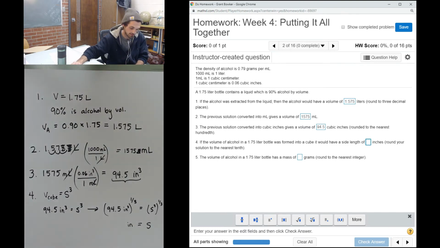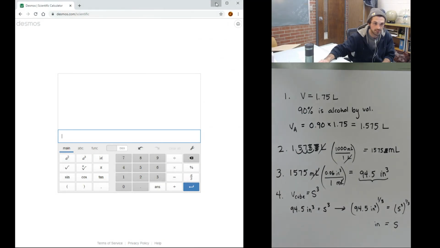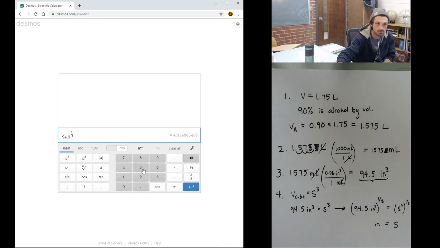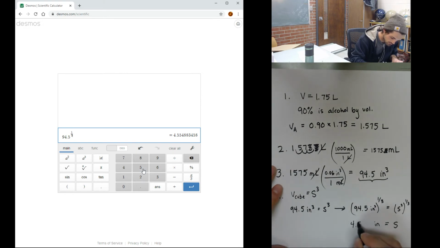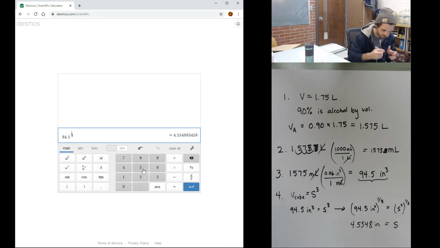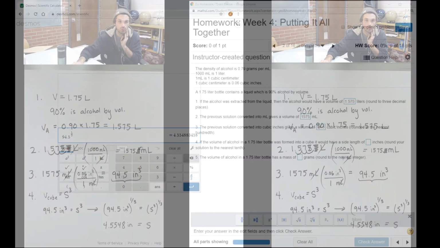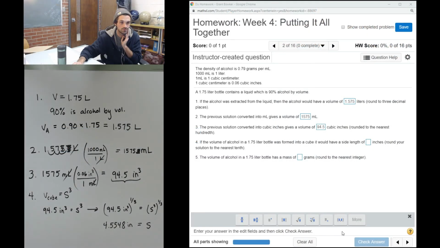So let's go to our Desmos and compute 94.5 raised to the 1 divided by 3. 4.5548 and change. All right, let's go back to the homework and round accordingly. Round to the nearest tenth. To the nearest tenth, 5 is occupying my 10th position. I have a 5 to the right, so it will round up to 4.6.